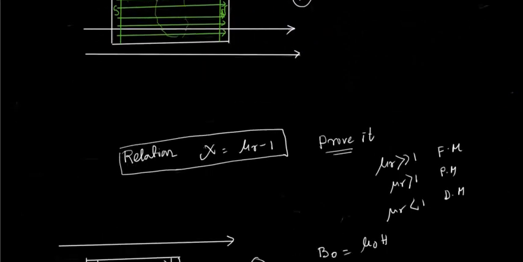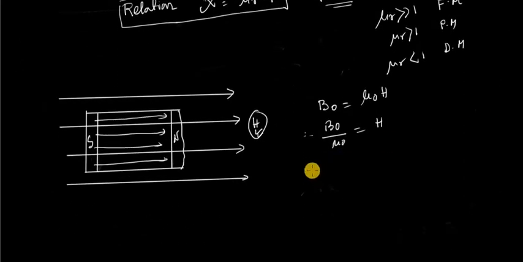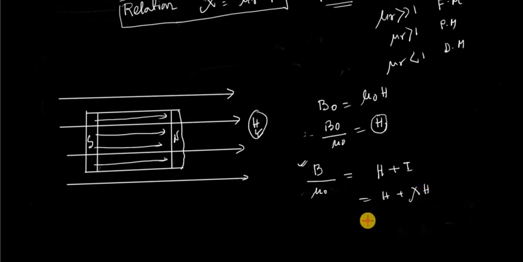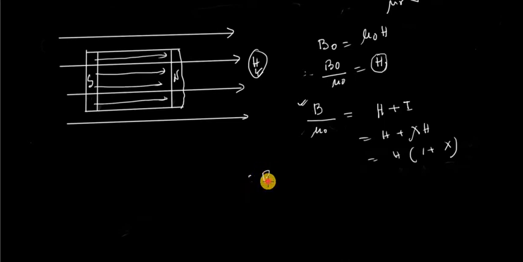Therefore we can say that the total number of lines of force inside the sample now becomes B per unit area. So B by mu 0 is the new lines of force. This is not H but H plus something, because initially the field strength is H, but now the field strength inside the sample increases, so lines of force also increase. So now B by mu 0 is H plus I. And what is I? I is the intensity of magnetization, and that is again chi H. So taking H common outside, 1 plus chi. So B is now mu 0 into H into 1 plus chi.